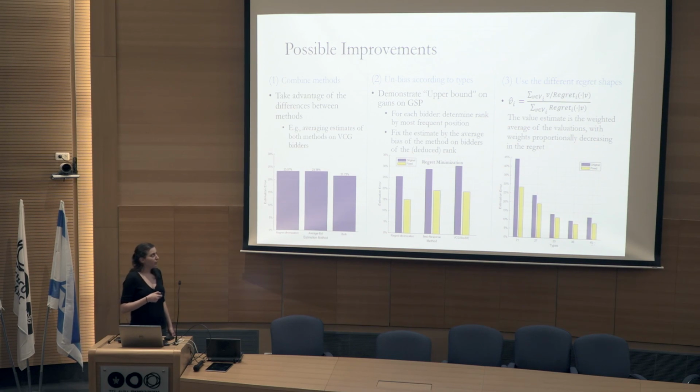And the third direction, here we also use differences between types, but here we consider the regret shape and say that because we see that the players seem to really minimize regret, but they do not optimize perfectly, instead of just taking the minimal point as a prediction for the value, we should take advantage of the entire regret curve and set the estimate, for example, to the weighted average of the valuations with weights that are proportionally decreasing in the regret. And we are currently continuing in this direction. It seems to be very promising. It significantly decreased the error, and we are working on it now in a separate work.